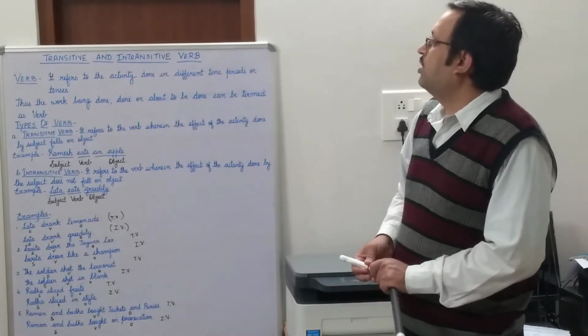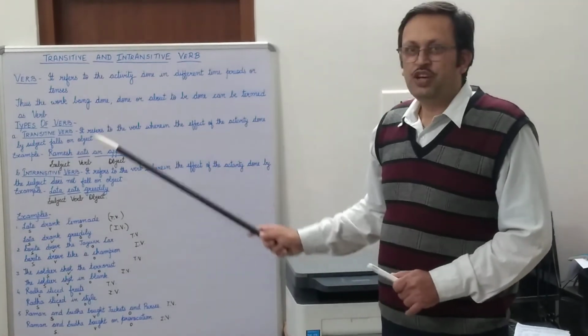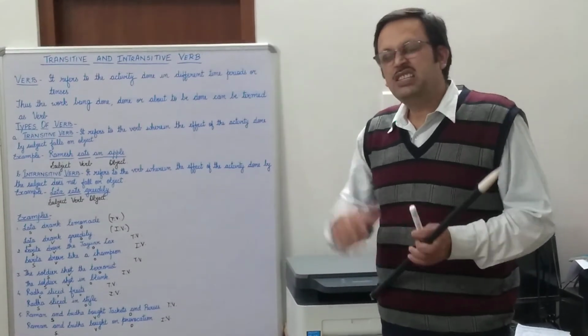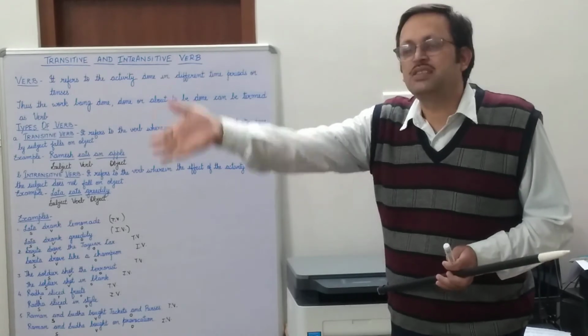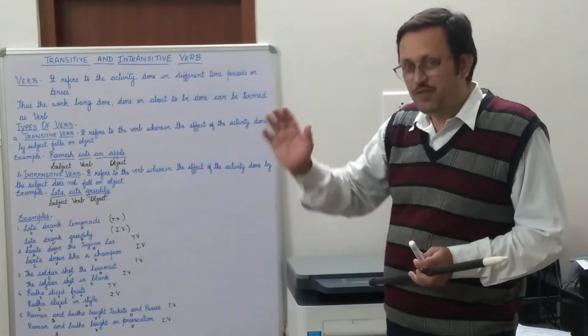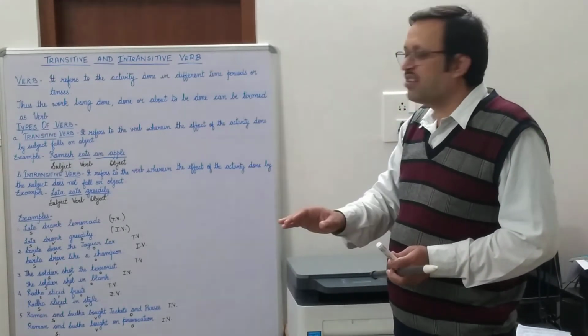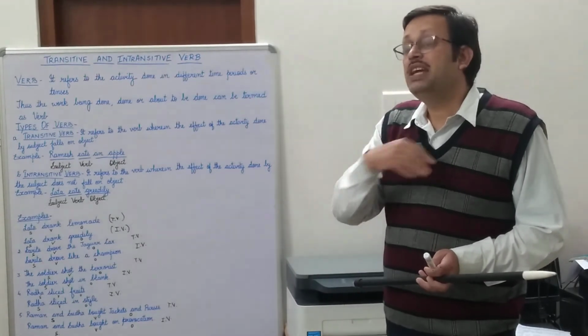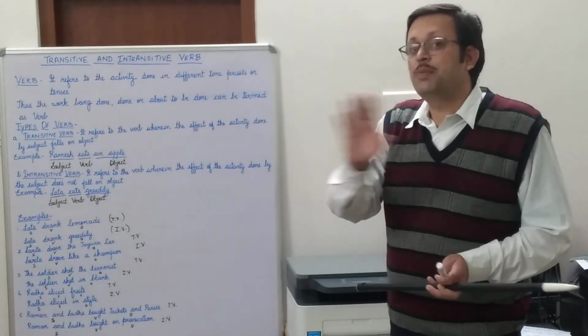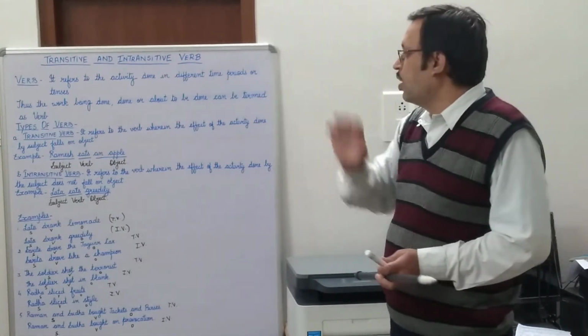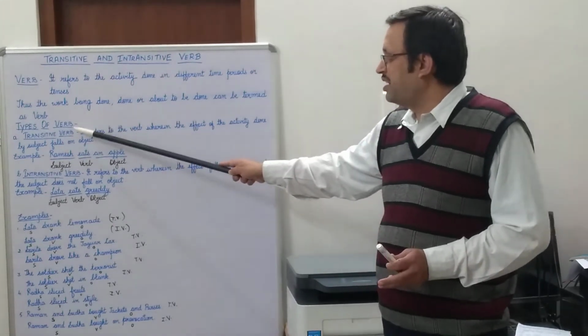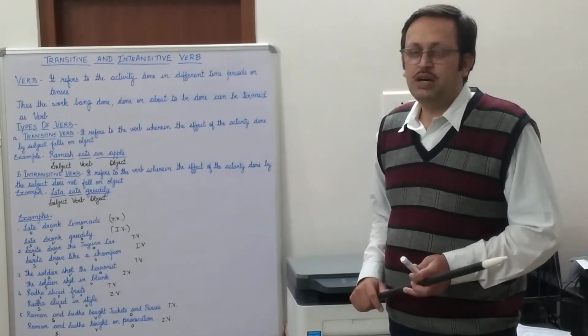So here we found out that a transitive verb refers to the verb in which the effect of the activity passes on to the object. It falls on the object. Whereas in an intransitive verb, the effect of the activity performed by the subject does not pass on to the object. So this is the major difference between transitive and intransitive verb.